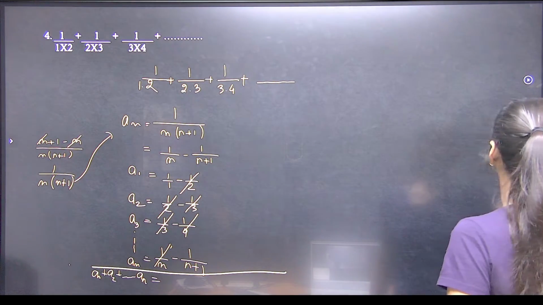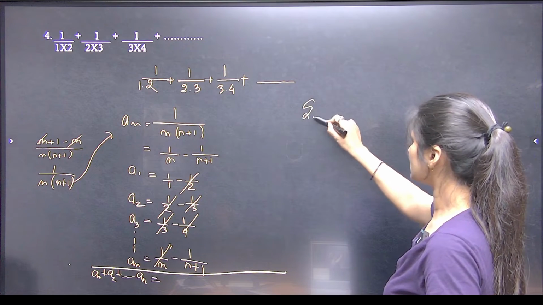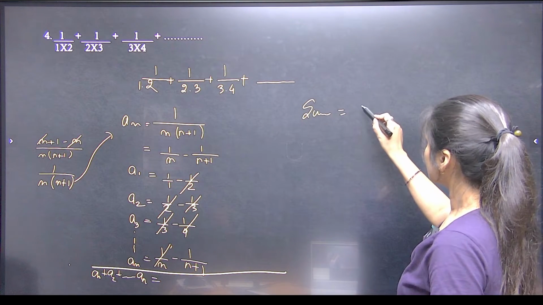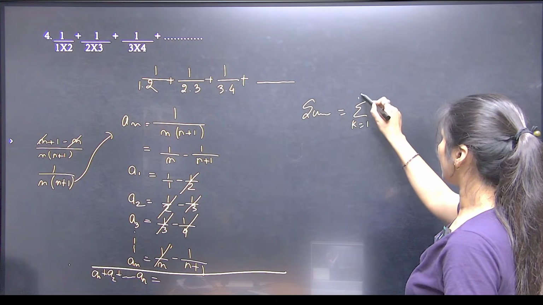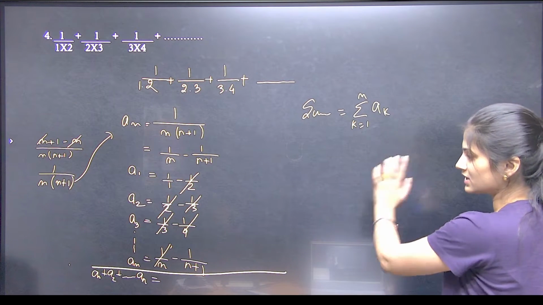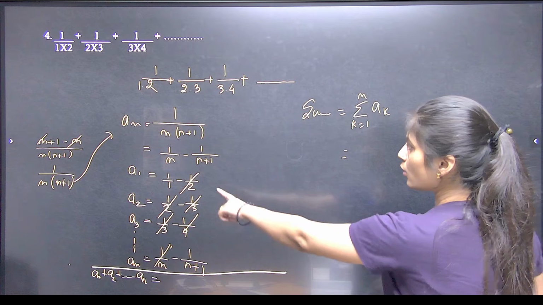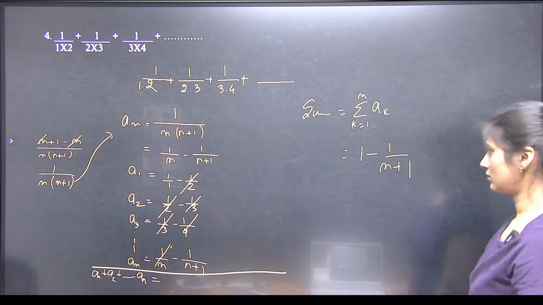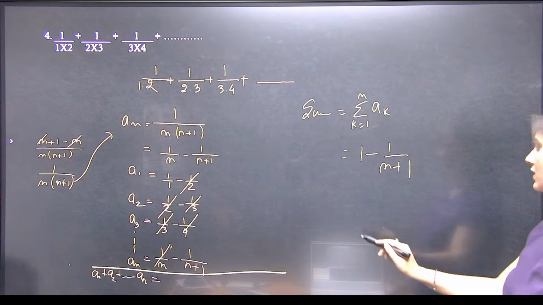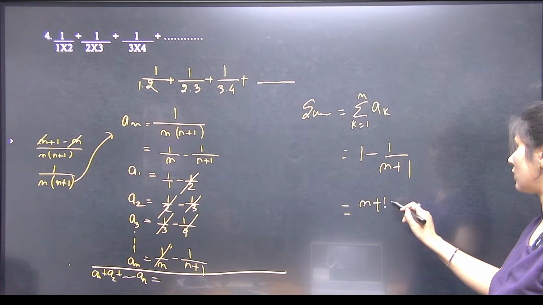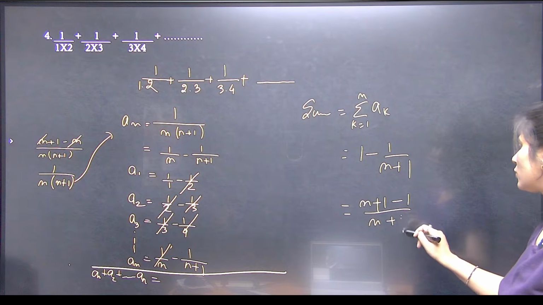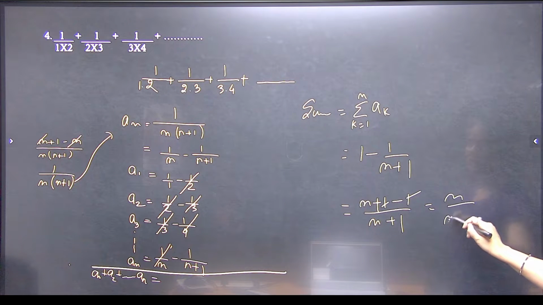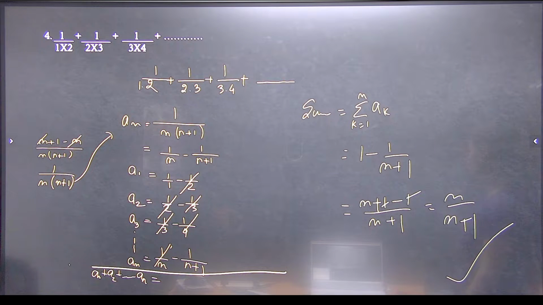So the sum is summation k equal to 1 to n ak, that is a1 plus a2 plus a3 plus an, and it is 1 minus 1 by n plus 1. Okay, the rest of the terms have been cancelled out. So it is n plus 1. So we have the answer n by n plus 1, and this is the solution of question number 4. Okay.